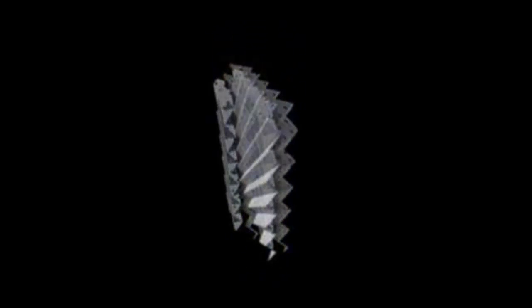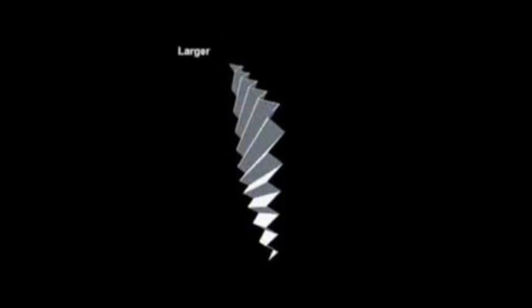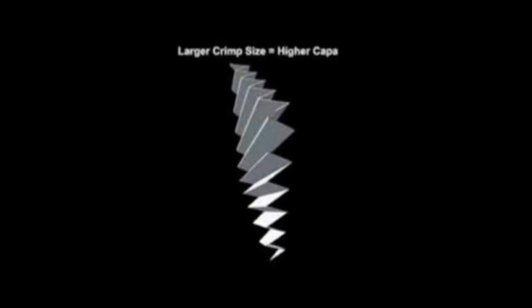The larger the crimp size, the larger the capacity, but at the cost of lower efficiency because of decreased surface area. Wire gauze packing, with its low pressure drop, is mostly used in distillations with low liquid rates.